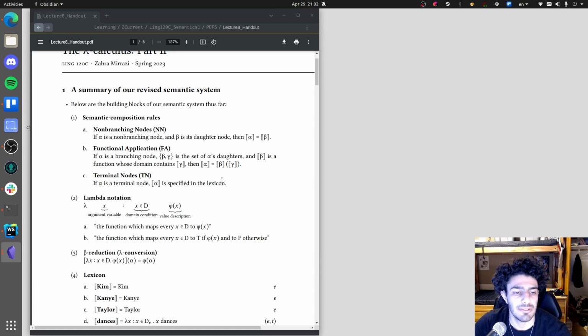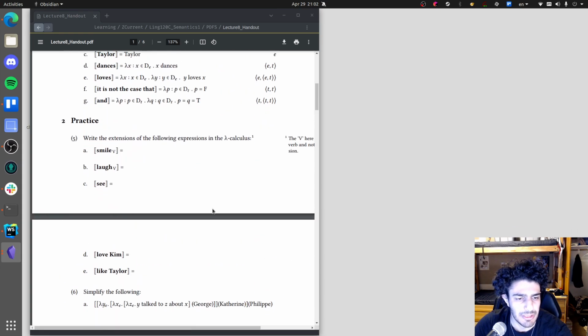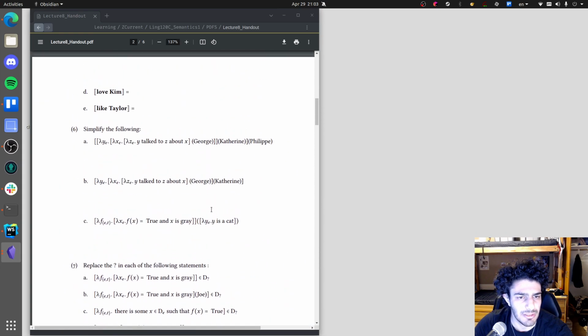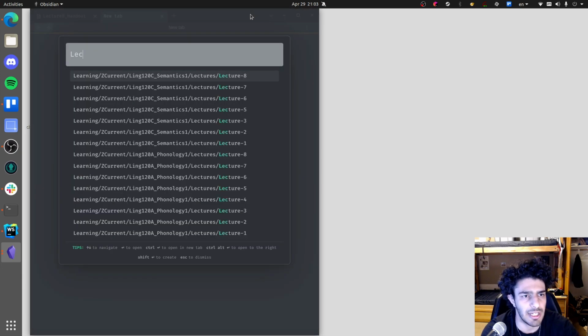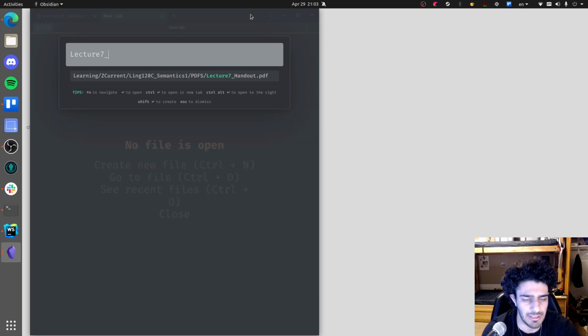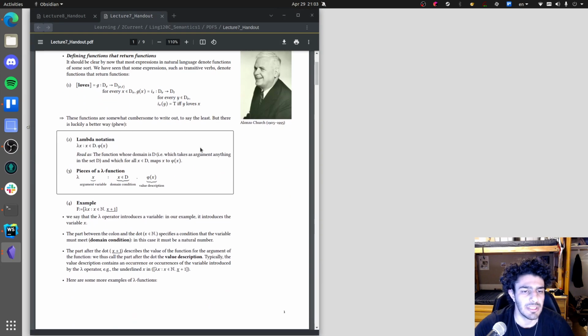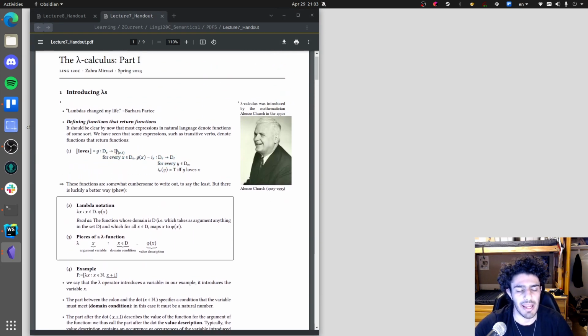The first thing I want to do is talk about lambda notation, the syntax of making a lambda function, and why we use it. The idea is that we're simplifying. Let's look at the lecture 7 handout. Yeah, this is a good example of a function.